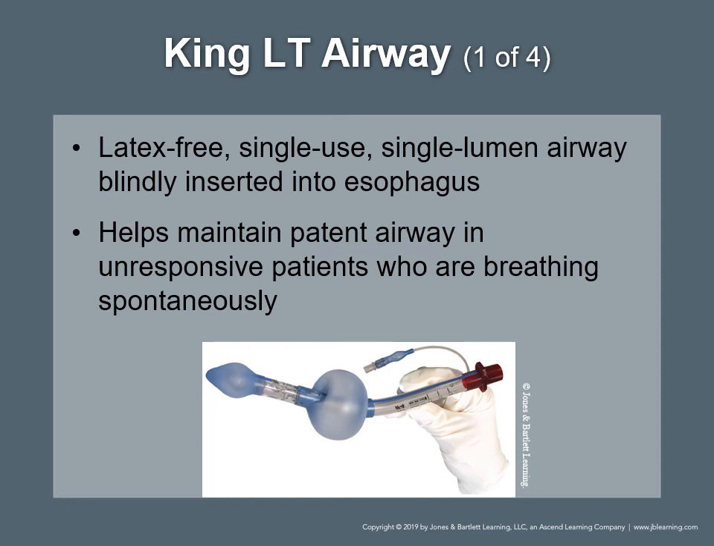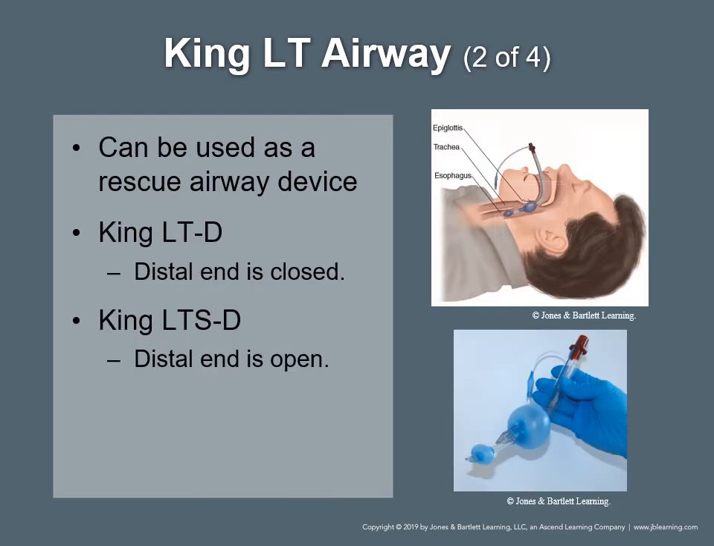Supraglottic airway devices. The King LT airway is a latex-free, single-use, single-lumen airway that is blindly inserted into the esophagus. It can be used to provide positive pressure ventilations to apneic patients. It helps maintain a patent airway in unresponsive patients who are breathing spontaneously. The device consists of a curved tube with ventilation ports located between two inflatable cuffs. Openings located between these two cuffs can provide ventilation of the lungs after positioning is confirmed.